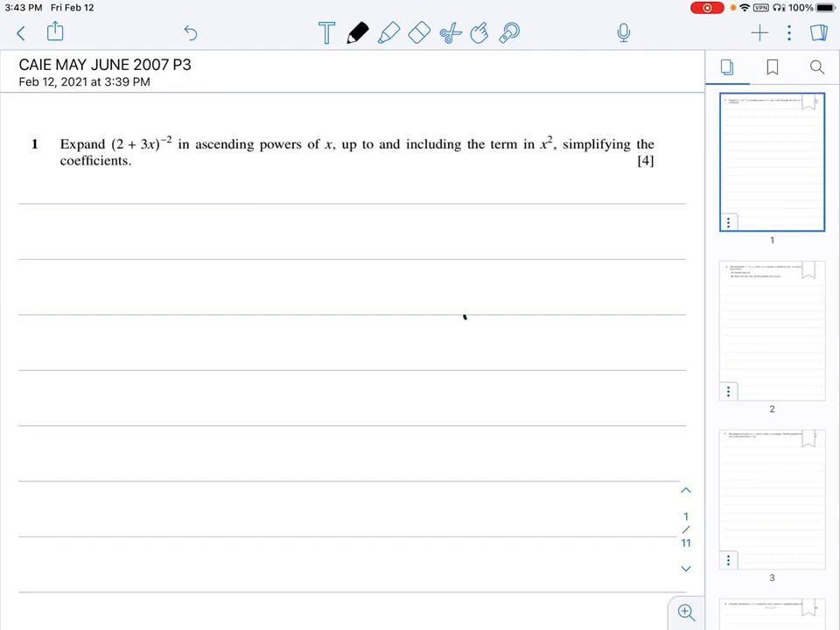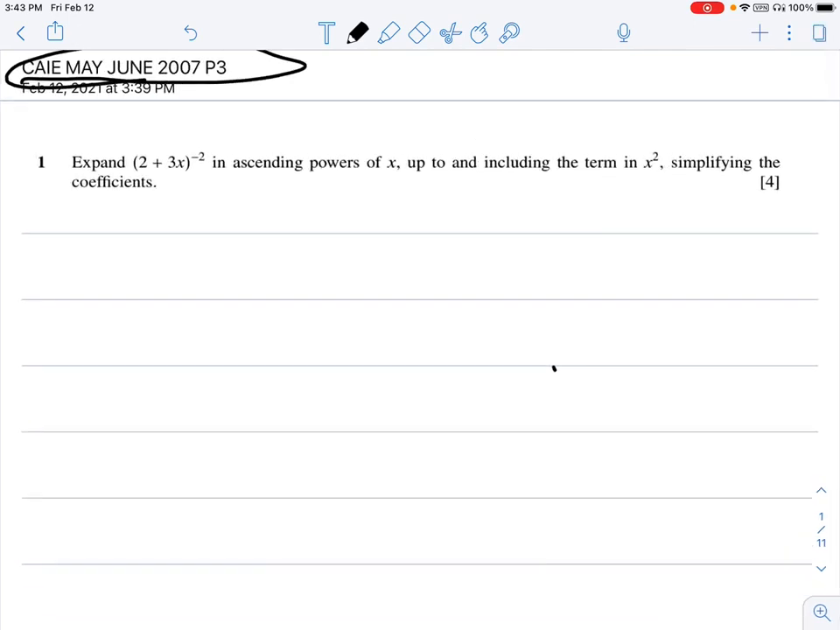So welcome. This is the CAIE May/June 2007 P3 paper. There are 10 questions, but the 9th question is from vectors, so we are not going to solve it because it's based on the planes concept, which has been deleted and is included in Further Maths. So we're just solving the 9 questions, excluding vectors.